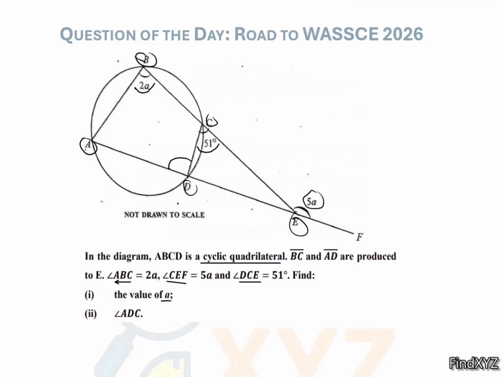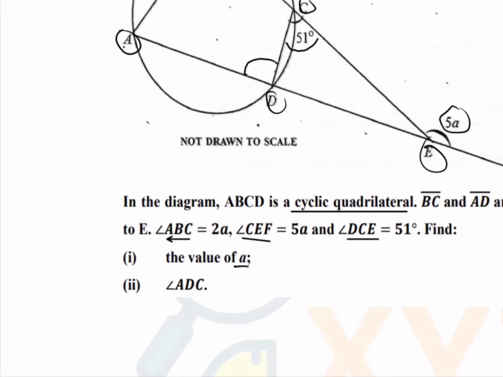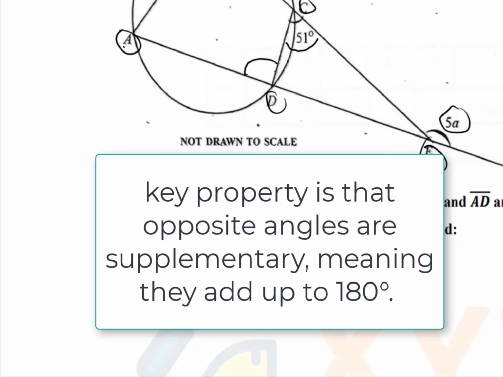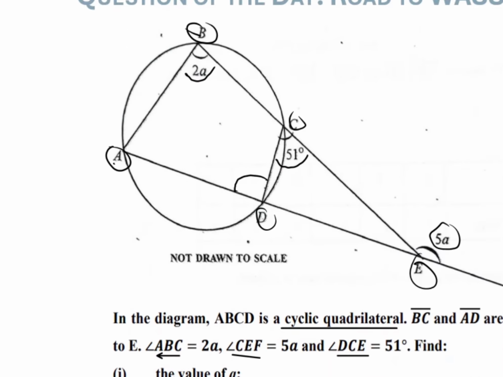So let's start. Whenever you have a cyclic quadrilateral, don't panic. There's a property that tells us that in a cyclic quadrilateral, opposite angles are supplementary. It means that opposite angles add up to 180. So angle ABC is opposite to angle ADC, so they add up to 180, and these two angles are also opposite to each other, they add up to 180.